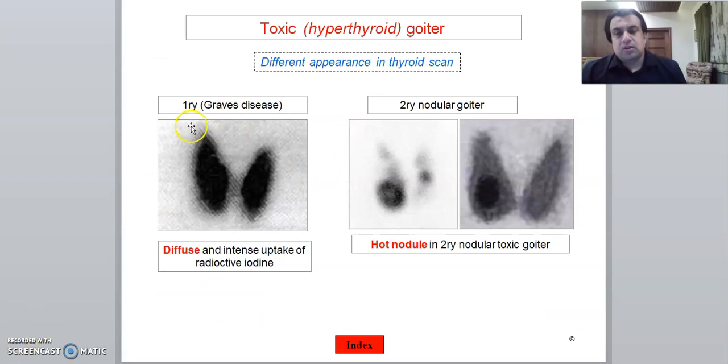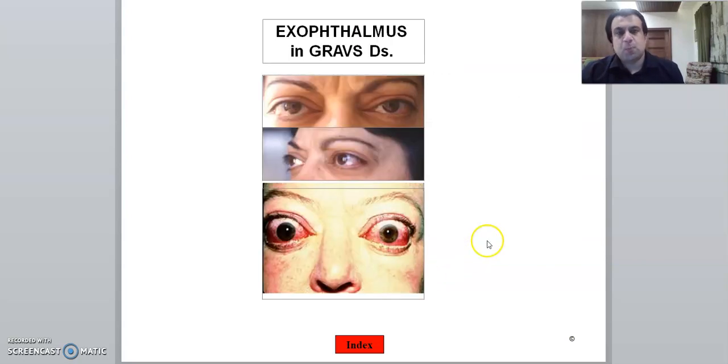The hyperthyroid goiter you can see in Graves' disease has diffuse uptake and increased uptake of radioactive iodine. The second one could be a diffusely hypertrophic hyperthyroid gland, or it could be a nodular segment in the rest of a normal thyroid gland. If it's a diffusely producing hyperthyroid gland, it is called Graves' disease, an autoimmune disease which we are going to discuss. The other one is a normal thyroid gland in which a segment produces more thyroid hormones, which is a toxic nodular goiter.